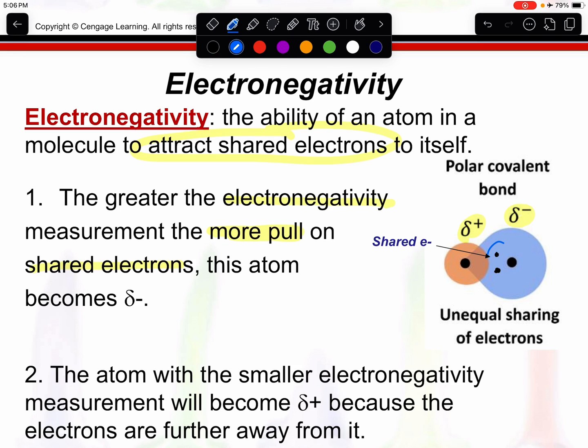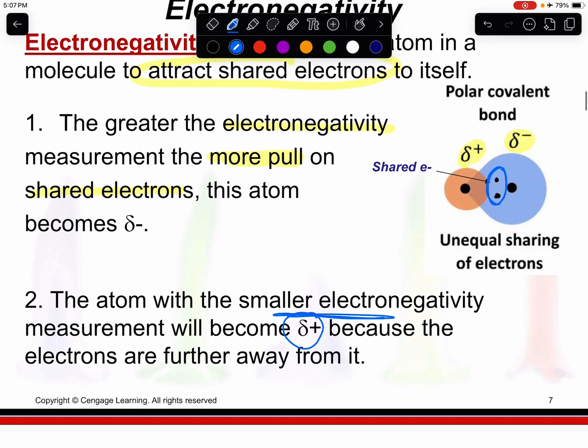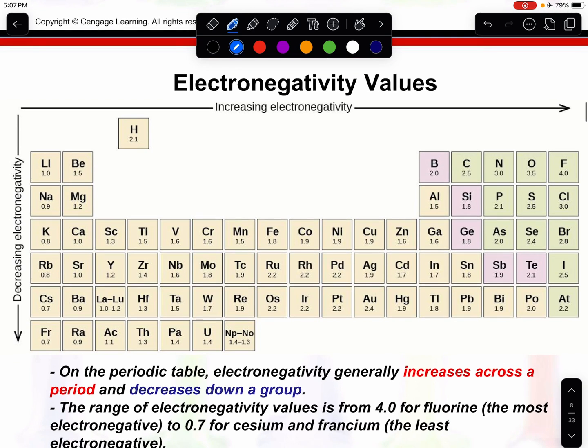And you can see here, I filled these in, but these are the electrons being shared, and they are closer to the partial negative. Now, the atom that has the smaller numerical value of electronegativity, we're going to look at this on the next page, will become the partial positive, and the one with the higher value will become the partial negative. So let's go ahead and practice that.